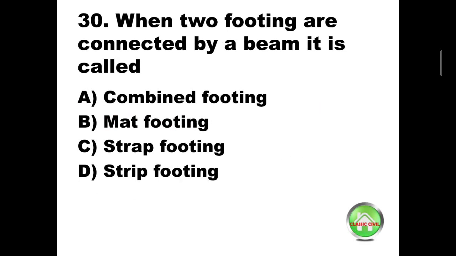Question number 30. When two footings are connected by a beam, it is called: option A, combined footing; option B, mat footing; option C, strap footing; option D, strip footing. Answer is option C, strap footing.